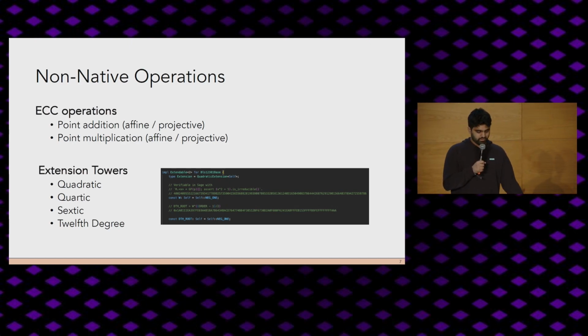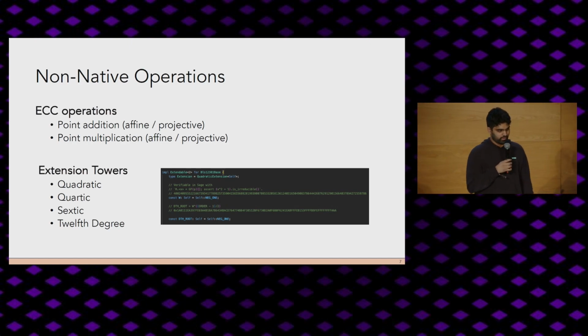So the ECC operations like point addition, whether affine or projective, and point multiplication, affine or projective, and then you have these extension towers that you also need to build in. We have to build in the quadratic extension, the quartic extension, the sextic extension, and the 12th degree extension, all for doing the pairing, the Miller loop, and the final exponentiation for the BLS signature verification. All of these components didn't exist in Plonky2, and now they're available. The code will be up soon, but these are the different components that we had to build in.